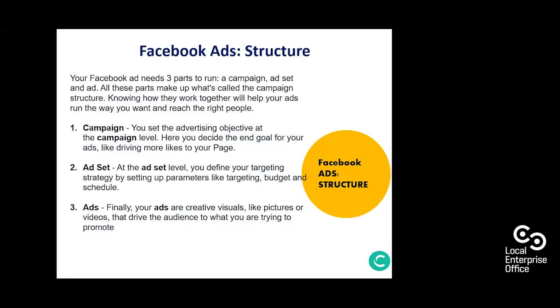So again, Facebook has an ads campaign. And loosely speaking, you will see that it's not altogether dissimilar from what you saw on Google. So again, it has 3 levels, 3 parts to run. You have the campaign level, the ad set level, and then the ads themselves. All of these parts make up your campaign structure, and knowing how they work together will help your ads run the way you want and reach the right people.